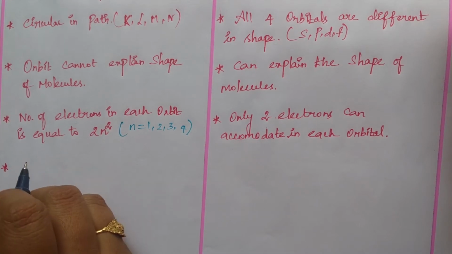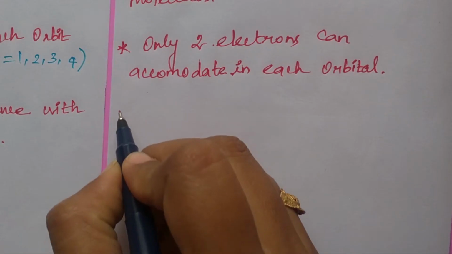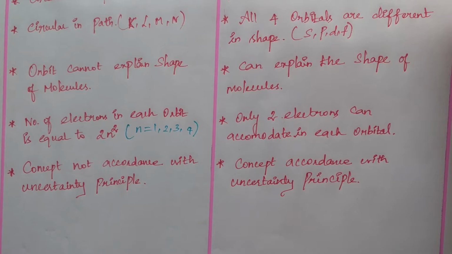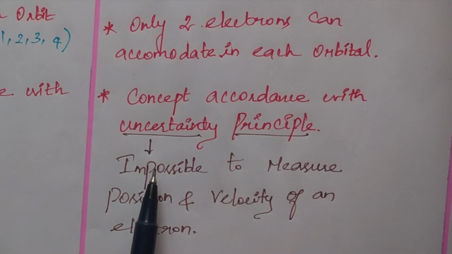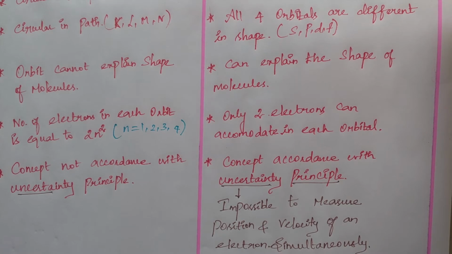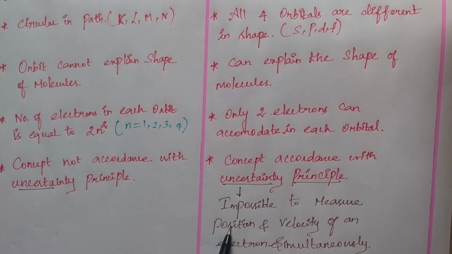Next point, the orbit concept is not in accordance with the uncertainty principle, but the orbital concept is in accordance with the uncertainty principle. What is the uncertainty principle? The principle says that it is impossible to measure the position and velocity of an electron simultaneously. Simultaneously means at a time or together, we cannot find out where the electron is and what is the speed of that electron revolving.